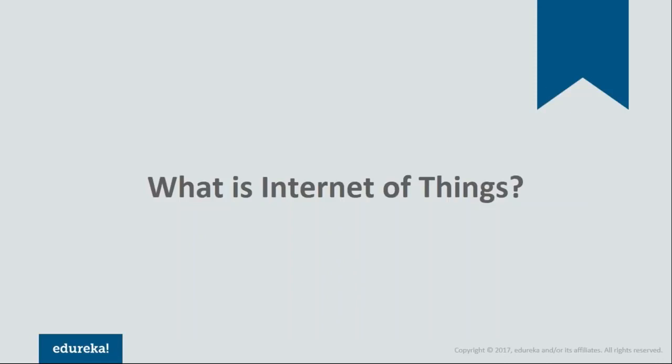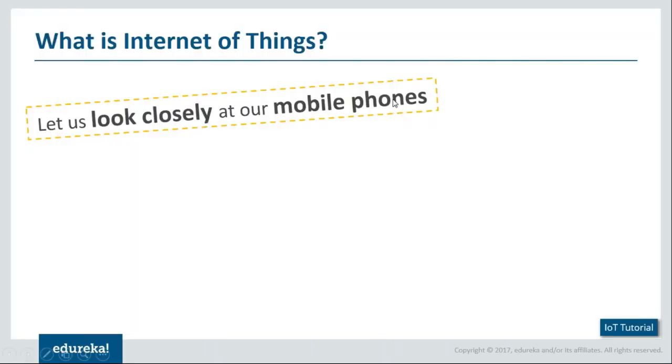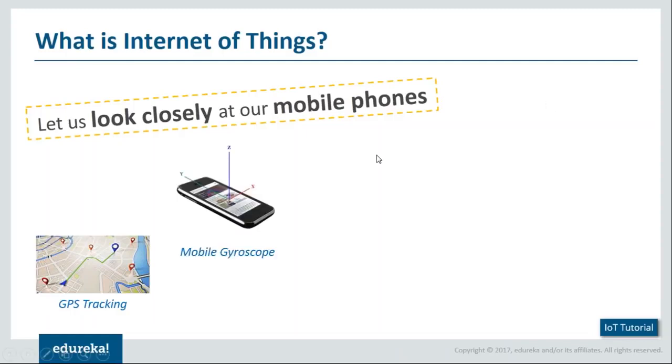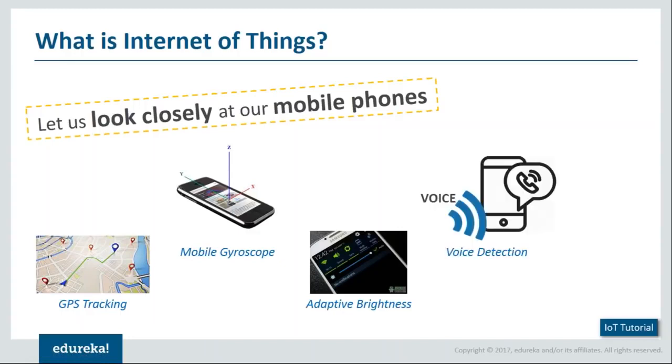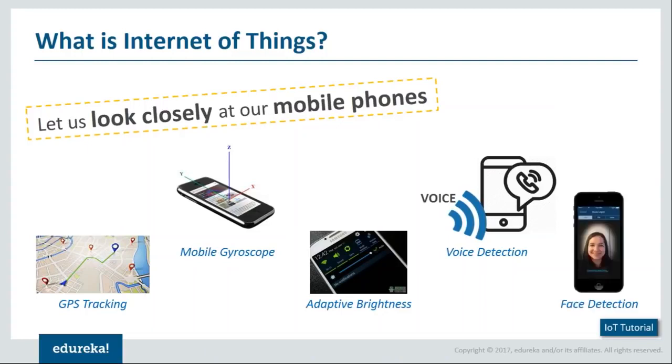Now, to help you understand what is Internet of Things, let's look at an example of our mobile phones first. Our mobile phones have GPS tracking. They also have a gyroscope. You have adaptive brightness, which gets adjusted based on the light falling on it. You have voice recognition, and you also have face detection, which identifies who is the user. Now again, iPhone X is coming with face detection. So again, these are a lot of features that are coming pre-built on the mobile as such.